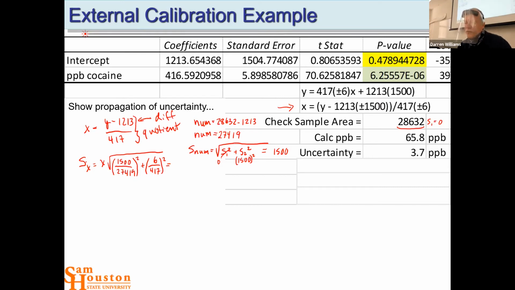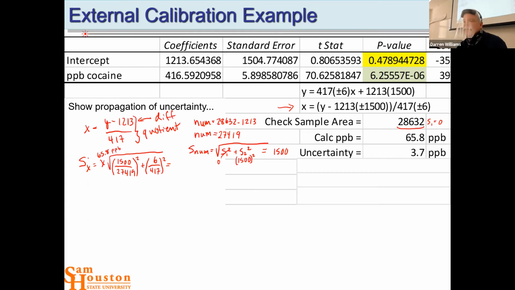And the X was 65.8. Now I would take off 1 to 3 points for not showing any of my units on here, but let's go ahead and put our unit here, at least for this. This is parts per billion cocaine.